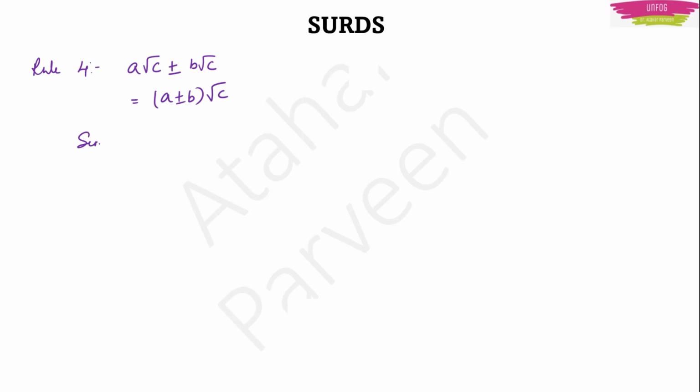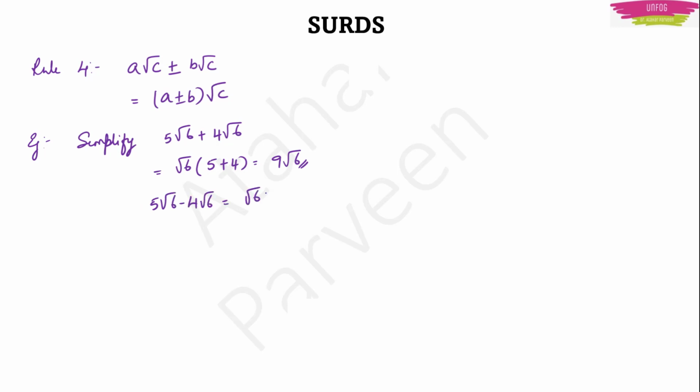For example, if you have a question like this, simplify 5 root 6 plus 4 root 6. You can easily take root 6 common and write the numbers inside. This will give you 9 root 6. In the same manner, if you have 5 root 6 minus 4 root 6, then also you can take root 6 common and you will have 5 minus 4 inside. Your answer will be root 6. This is our rule 4.